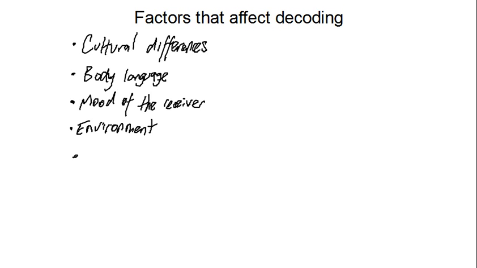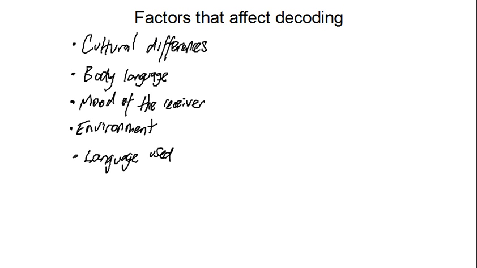And finally, the decoding is going to be affected by the language used as well. Are you using slang? Are you using terms that the receiver is going to understand? So there are five main things that are going to affect the decoding of a message.